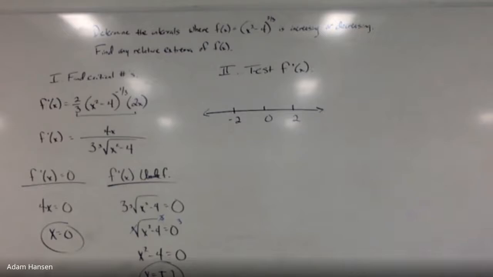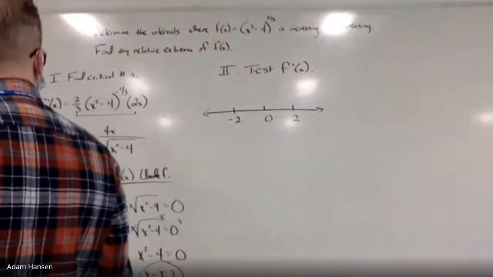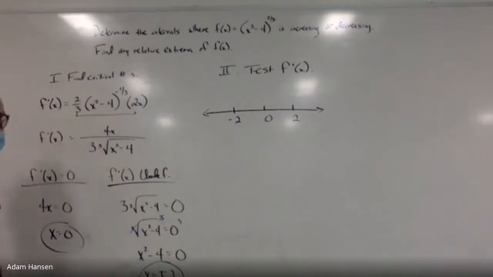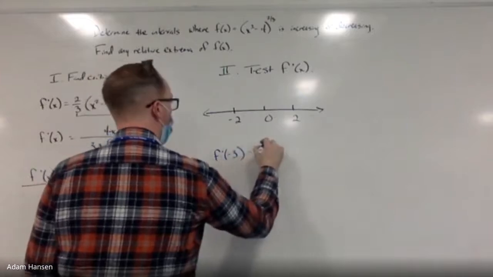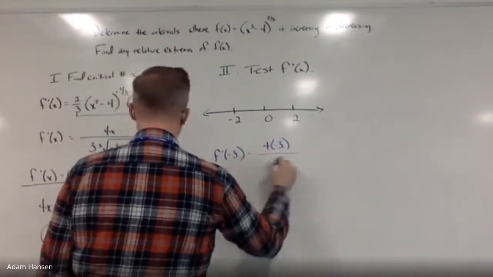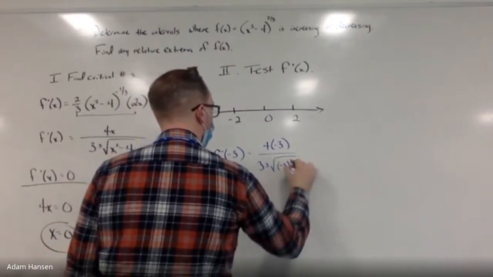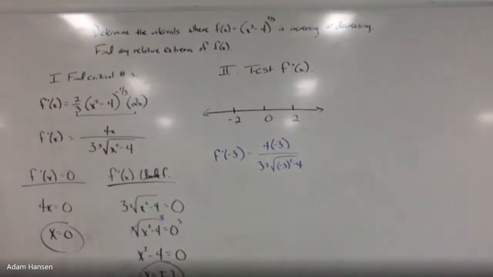Think of a number that is less than -2. What's a number less than -2? -3. Let's plug -3 into this derivative. F prime of -3 would be 4 times -3 divided by 3 cube root of -3 squared minus 4. I'm not really interested in this exact value. I just want to know what sign. Is it positive or negative?